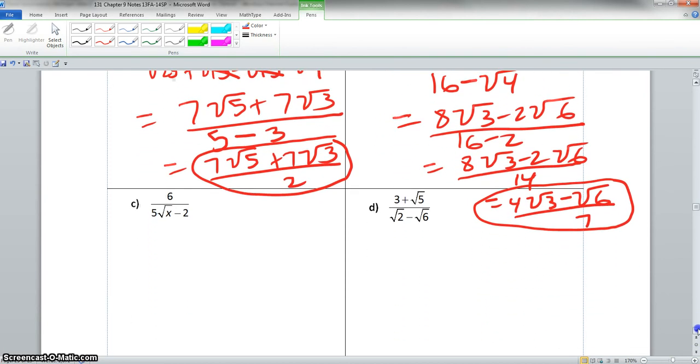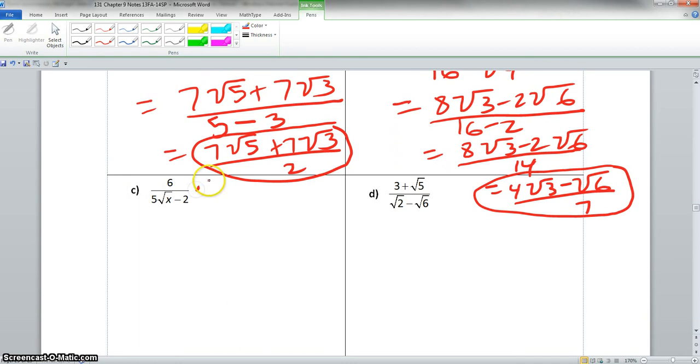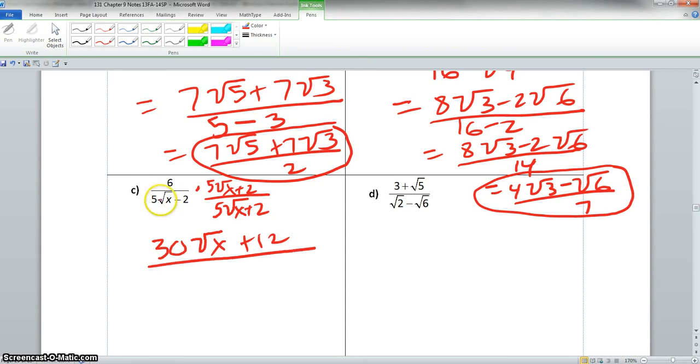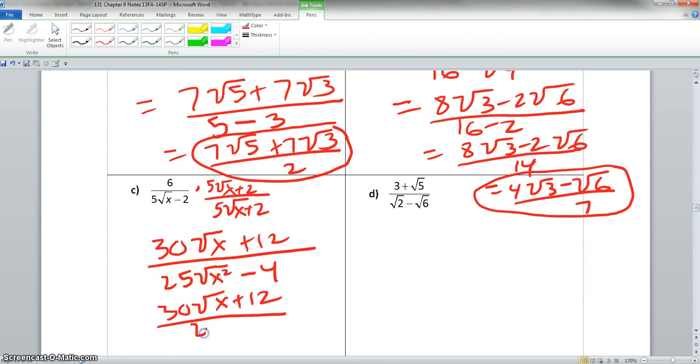Now, we look here. Our conjugate here will be 5 square root x plus 2 over 5 square root x plus 2. Now, when we multiply our numerator, that'll give us 30 square root x plus 12 all over 5 square root of x times 5 square root of x, we know is 25 times square root of x squared. And negative 2 times positive 2 would give us minus 4. So now we have 30 square root x plus 12 all over square root of x squared, we know is x. This would be 25x minus 4.